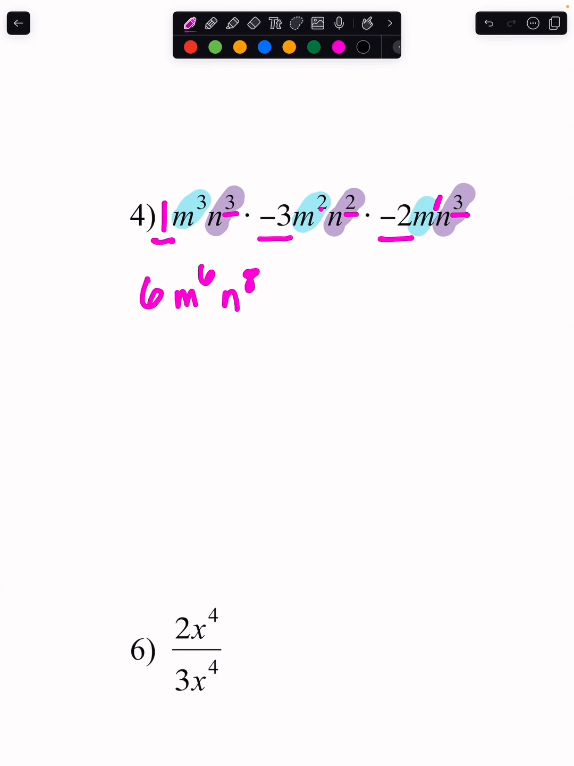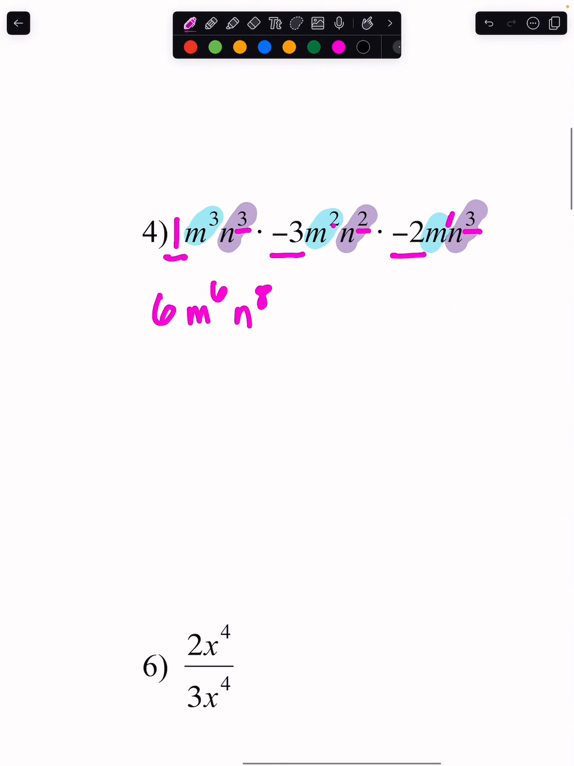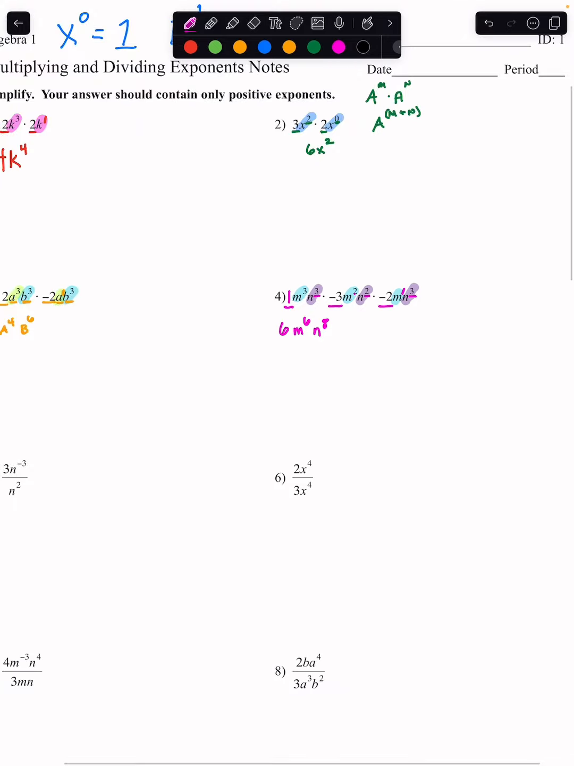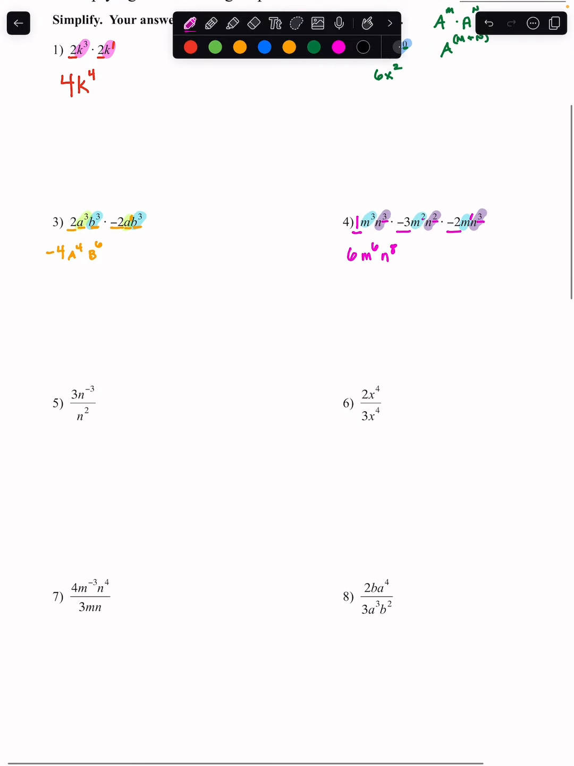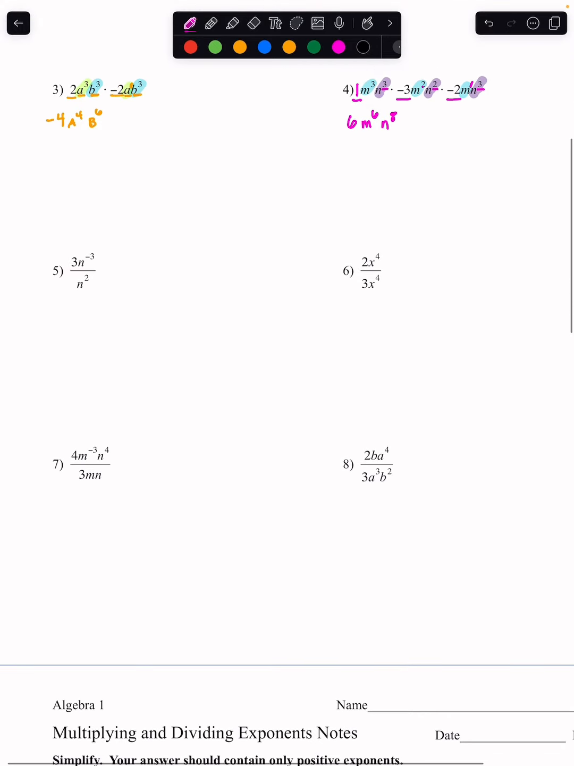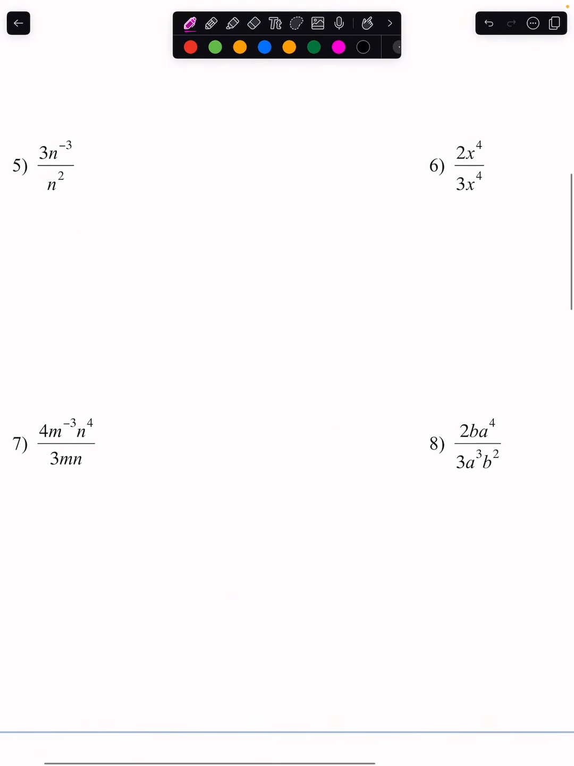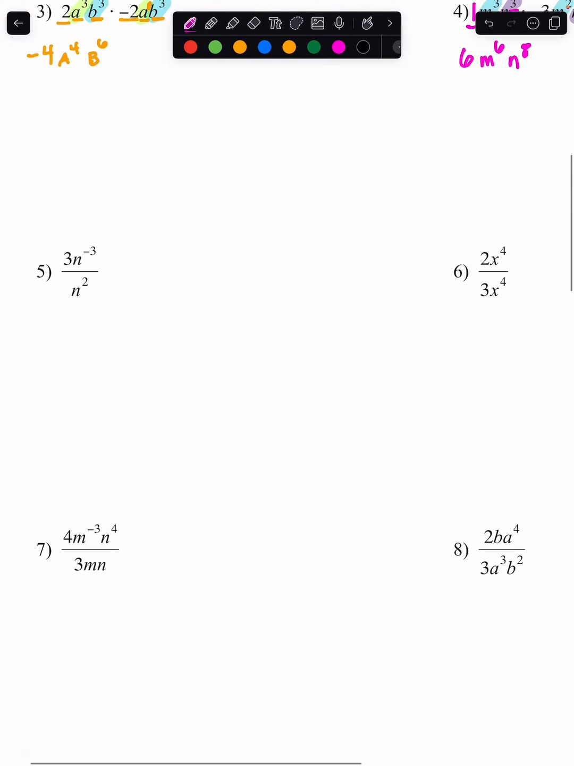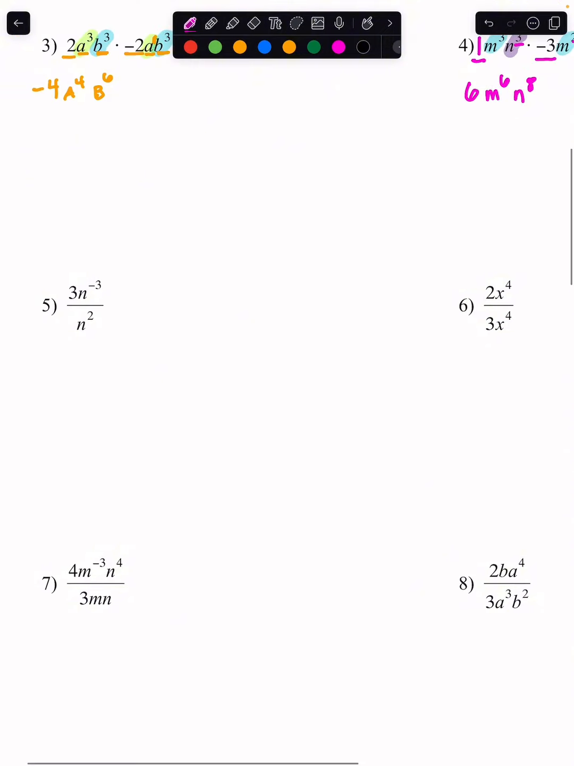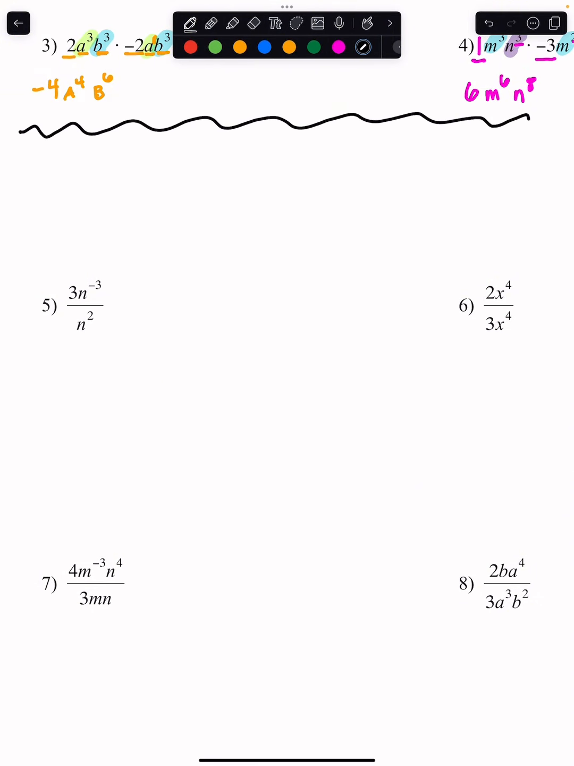Okay. Those first 4 were multiplication. Now we're going to jump down here and do division. Remember the rule I told you about division? Let's draw this line to refresh our memory about this rule. I'm going to put the rule right in the middle, about negative exponents.